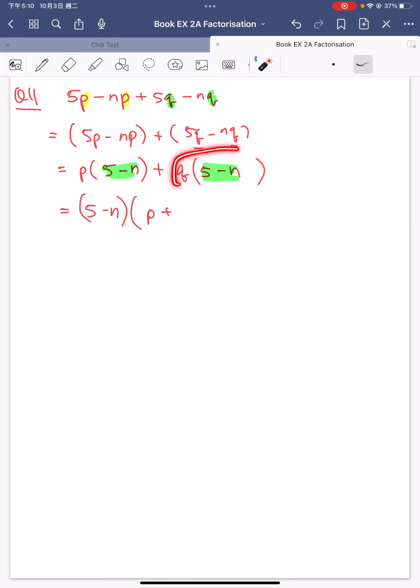And for the right hand side, we have q times 5 minus n. We take out 5 minus n, so what we left is just the q. So the answer should be 5 minus n times p plus q. Then we can do question 12.